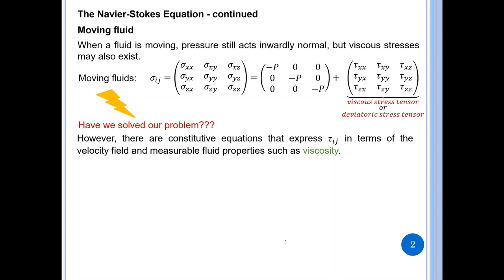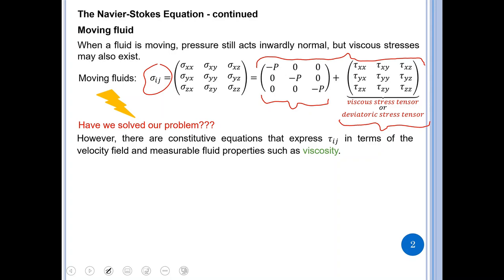then we need to separate these two stresses, pressure stresses and the viscous stresses. So what is being done here? We separated the stresses into hydrostatic pressure and deviatoric stress tensor. Now this deviatoric stress tensor is nothing but we subtract hydrostatic pressure from our stress tensor. Now you know already that this off-diagonal components are the viscous stresses. What about the diagonal components?